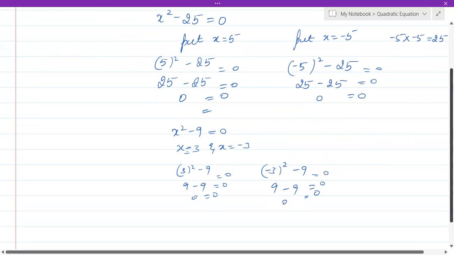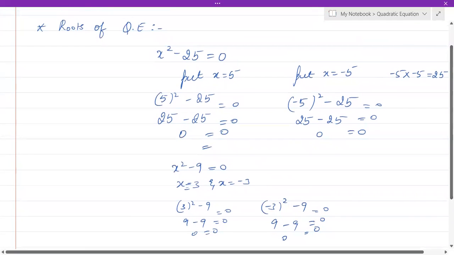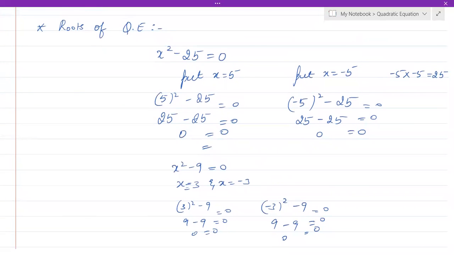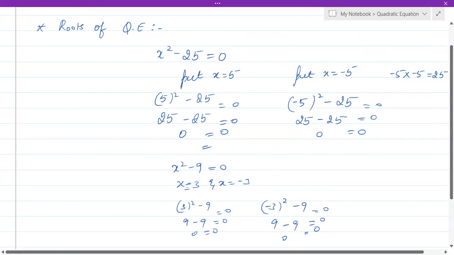So what are roots of a quadratic equation? Roots of a quadratic equation are those real numbers, meaning it can be a decimal, it can be a fraction, it can also be an irrational number, it can be any type of number, but when substituted in the equation, the LHS and RHS should become equal. That is the criterion. Okay. Now let's write the definition for roots of a quadratic equation.